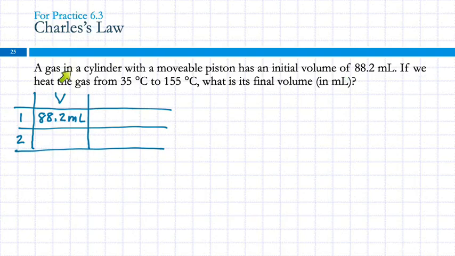And then it says if we heat the gas from 35 to 155. So this is the initial volume, this is the initial temperature. So 35 degrees Celsius, this is the temperature. But what did I say about the temperature? It has to be in kelvins. So before we go any further and get caught up in our calculations, let's convert it to kelvins right away. So I convert to kelvins by adding 273, and I get 308.